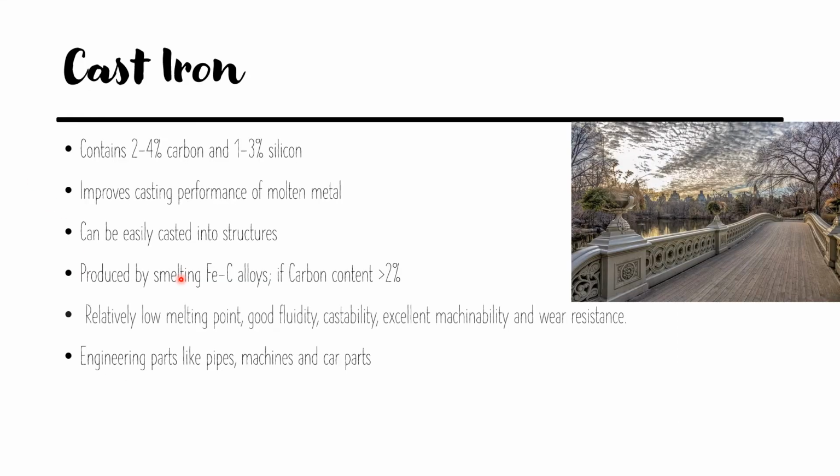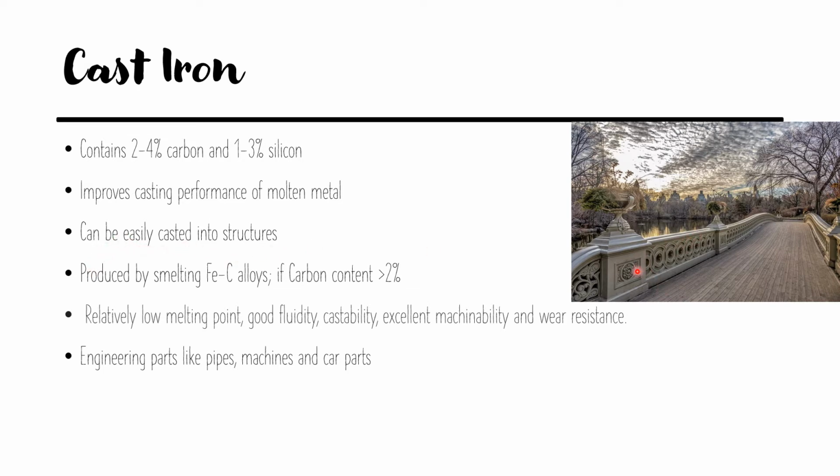So now we will be talking about cast iron. Cast iron is an alloy of iron that contains 2 to 4% of carbon along with varying amounts of silicon and manganese, and it also has traces of impurities such as sulfur and phosphorus. Now it improves casting performance of molten metal. What do we mean when we say casting performance? So now we can give a particular shape which we desire using cast iron. That is what we mean by casting performance. So it can be easily cast into structures.